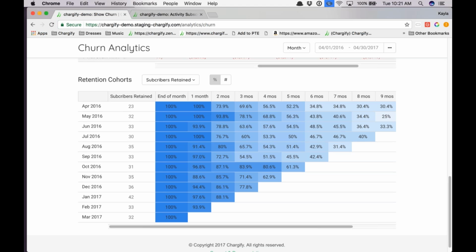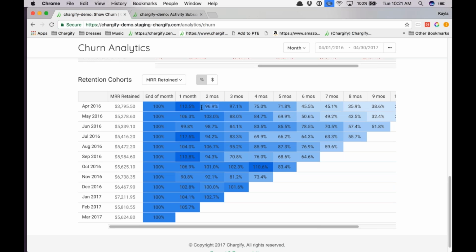So if we look at the 2 months in April 2016, we had a 73.9% retention rate for those subscribers. We retained a total of 23. But if we go into the MRR, this will change to 96.9%. So what that tells us is that at a higher number, we actually kept the more valuable customers. That's what it says to us.